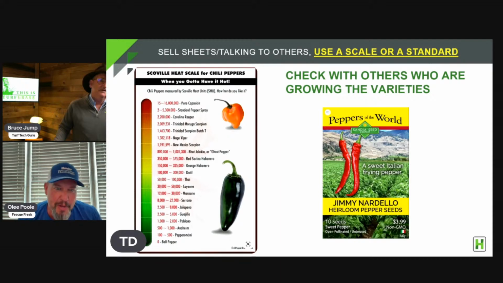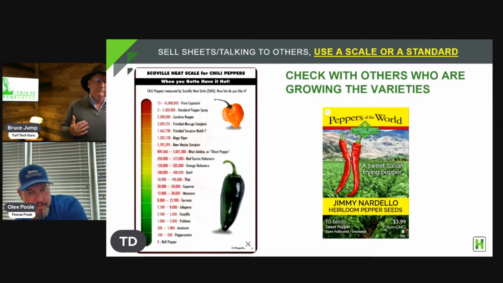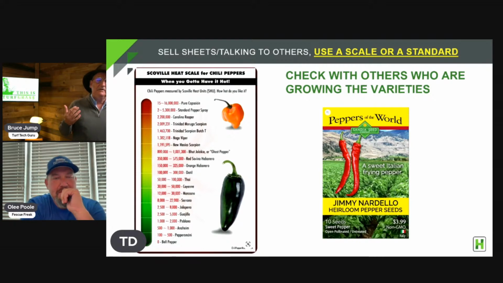Carolina Reaper. That's what I grew right there. I grow peppers. My new variety is these Jimmy Nardello Italian frying peppers. They're sweet. What we have here is the Scoville heat scale for chili peppers. A guy by the name of Dr. Scoville was measuring capsaicin in all kinds of peppers. And you can actually measure these. You can tell, like, a bell pepper is 0. There's no heat to it. Carolina Reaper is 2.9 million units. Oh my God. This one over here is 1,000. The Jimmy Nardello is 1,000. I love them. Just love them.